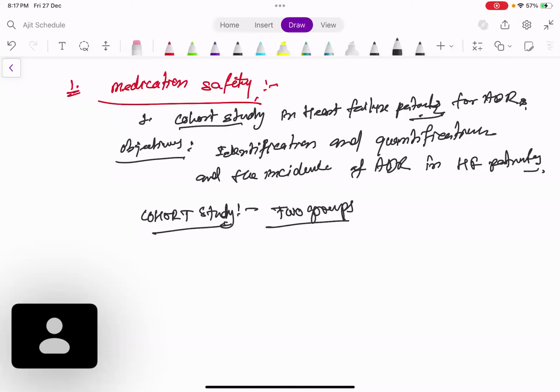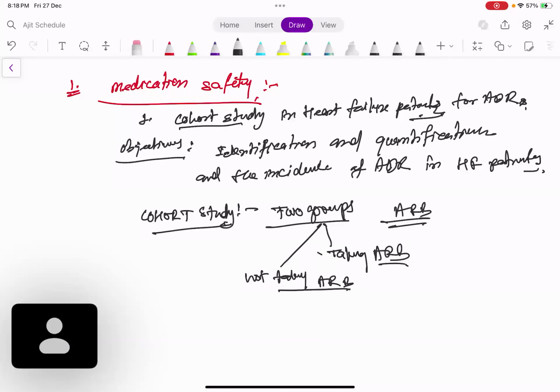If you want to check the safety of a particular drug, suppose ARB-related ADRs, you will get two groups: one taking ARBs, and one not taking ARBs. This is an observational study, a cohort study. ARBs are angiotensin receptor blockers.